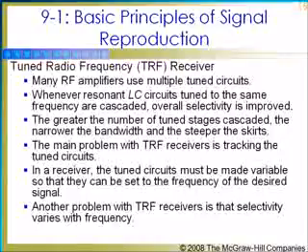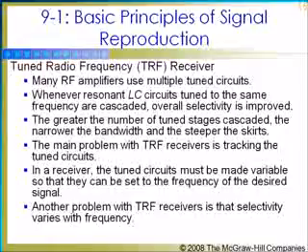Many RF amplifiers use multiple tuned circuits. Whenever resonant LC circuits tuned to the same frequency are cascaded, overall selectivity is improved. The greater the number of tuned stages cascaded, the narrower the bandwidth and the steeper the skirts. The main problem with TRF receivers is tracking the tuned circuits.